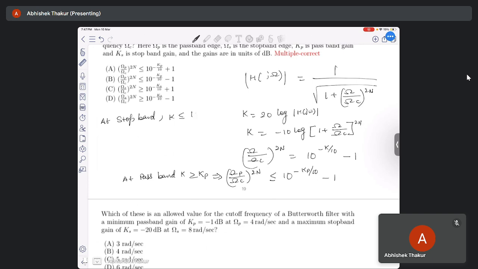k is less than Ks. So (omega s by omega c), sorry, omega s here is the stopband, to the power of 2n is greater than or equal to 10 to the power of minus Ks by 10 minus 1. So option B is the correct option for C: (omega p by omega c) to the power of 2n is less than or equal to 10 to the power of minus Kp by 10 minus 1. And for (omega s by omega c) to the power of 2n is greater than, option D is the correct answer for this question.